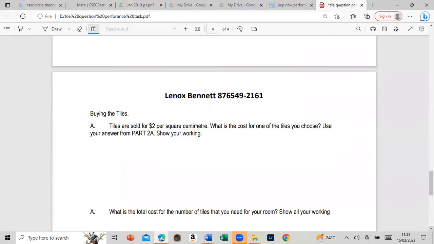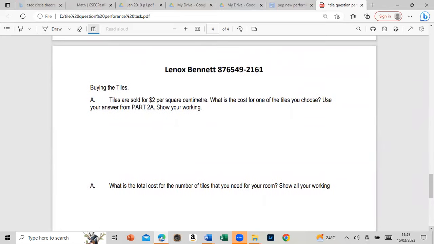So this seems to be the final part. It said tiles are sold for $2 per square centimeter. What is the cost for one of the tiles you choose? Use your answer from part 2A. Show your working. You will be required to show all working. There's no going around that. You have to generate your answer. I'm preparing you guys for that. No need to panic.